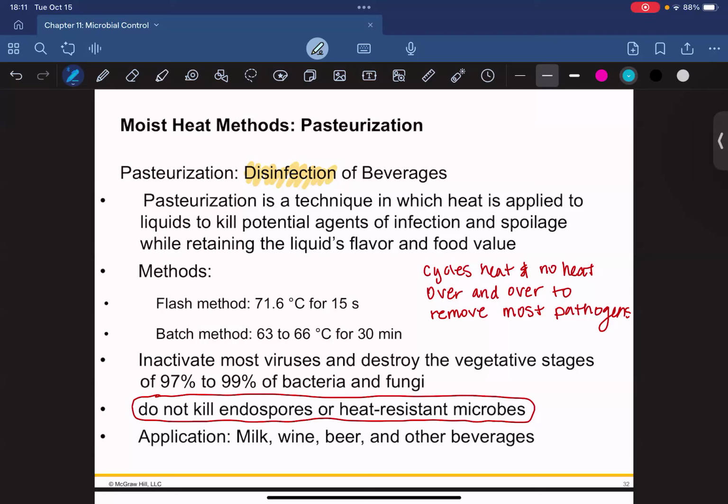But pasteurization just cycles temperatures. So we go from kind of high, look at that, 71.6 Celsius. Boiling is 100, so we're well below that. We hold it for just 15 seconds and then let it cool back down to room temperature. Once it's back down to that stable temperature, back up again. They'll do that over and over again until they've gotten rid of most of the pathogens. So this is pretty ineffective at removing everything, but it's okay enough. It maintains the integrity of the liquid. We're not destroying proteins that are in the liquid, for example, like we have in milk. So it's not sterilizing.